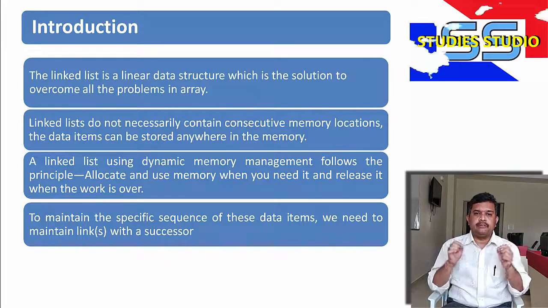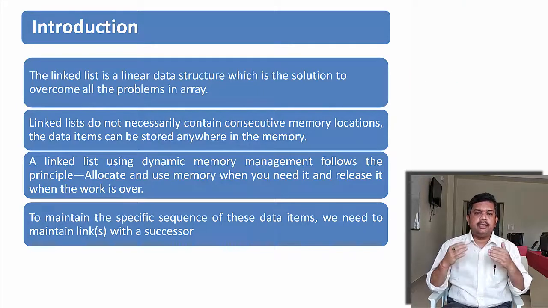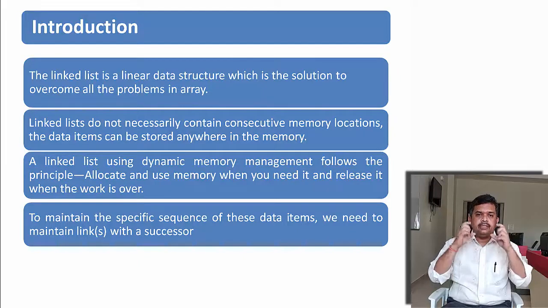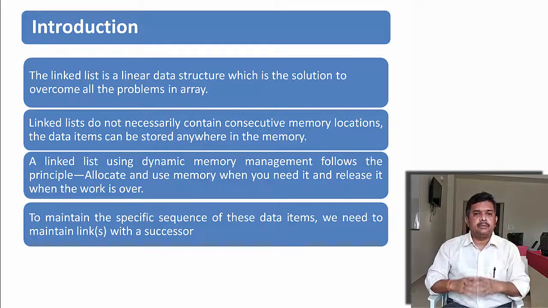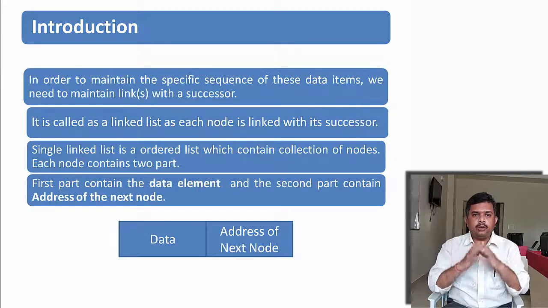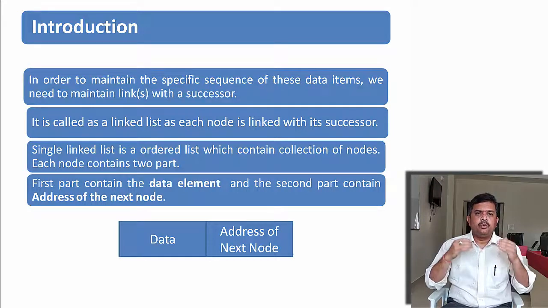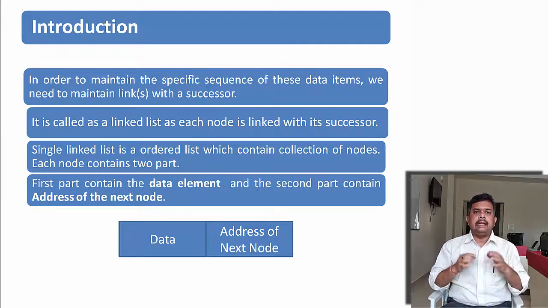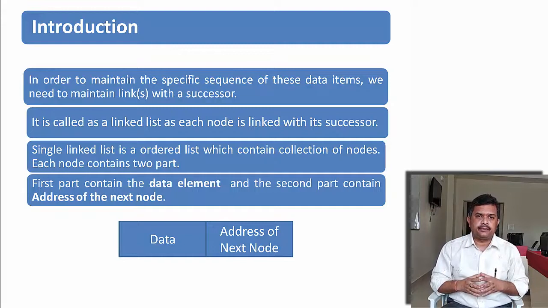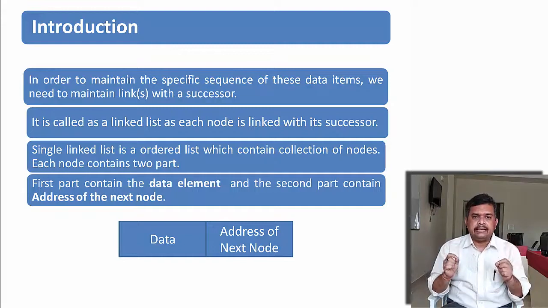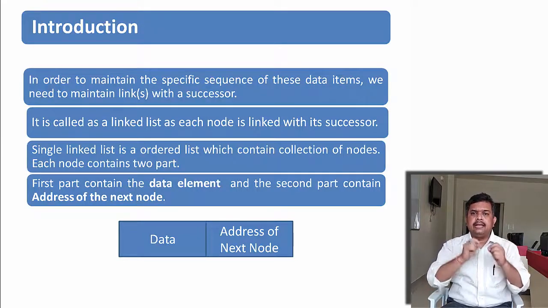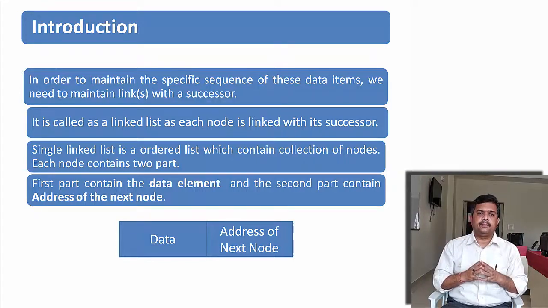To maintain the specific sequence of this data, we need to maintain the link between the successors. This is the basic concept. If you understand this, then linked lists become easier. In order to maintain the specific sequence of items, we need to maintain a link with the successor. It is called a linked list as each node is linked with its successor.